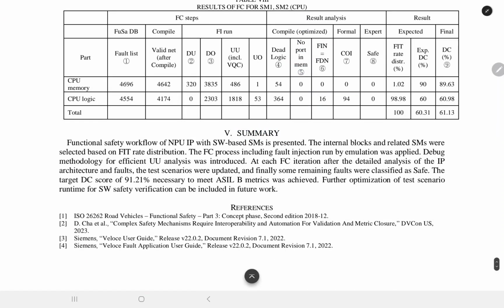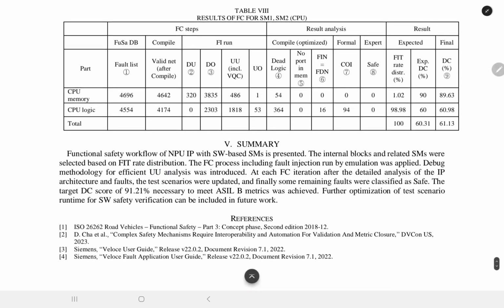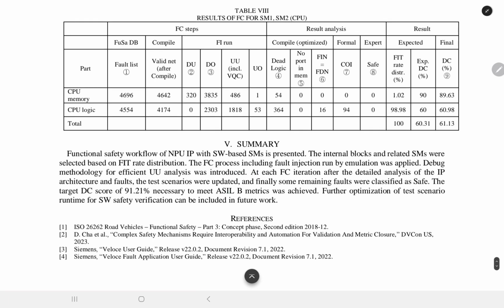Summary. The functional safety workflow for NPU IP with a software-based SM is presented. The internal blocks related to SM1 were selected based on the FIT rate distribution. The FC process, including fault injection run by emulation, was applied. Debug methodology for efficient UU analysis was introduced. At each FC iteration, after detailed analysis, the architecture and fault test scenario were updated, and the final remaining faults were classified as safe.